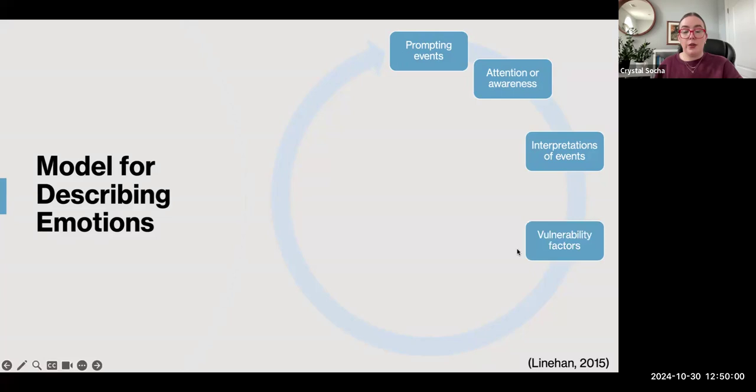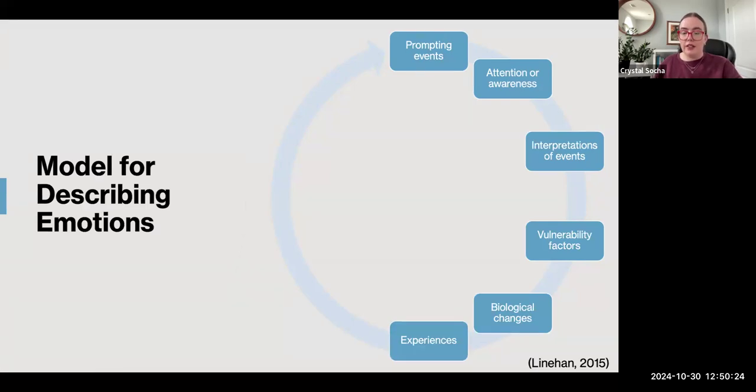We also know, like we mentioned, there's vulnerability factors, events from the past, biological factors, unresolved trauma that also play a role in the way someone is experiencing their feelings. Biological changes, like I just said, so changes within the brain and the nervous system. The things that they're experiencing within their body, or the sensations, like when someone is feeling sad, maybe they're feeling this kind of heaviness, or they're feeling really fatigued, low energy, kind of this emptiness.